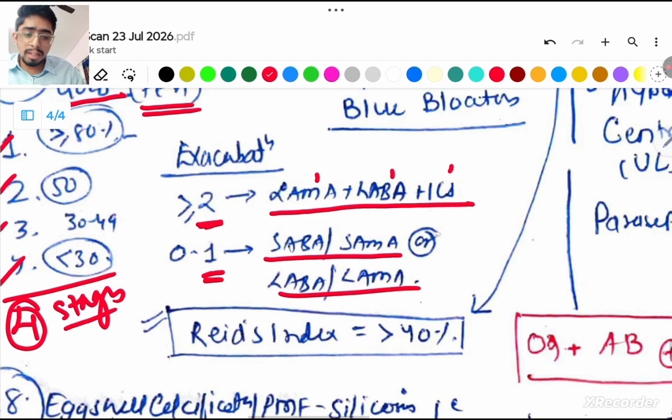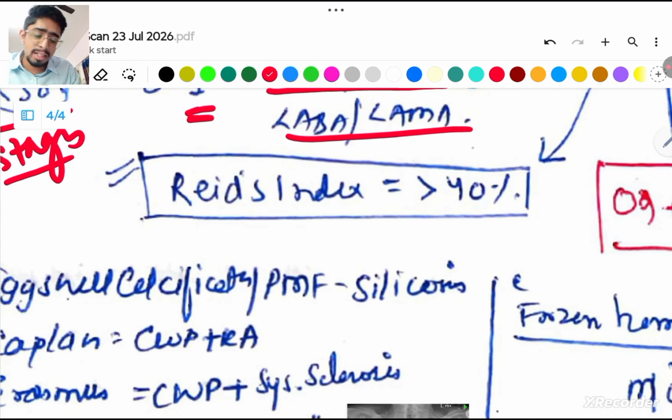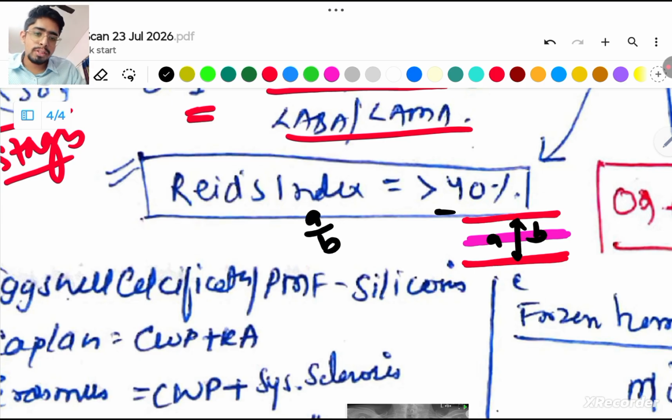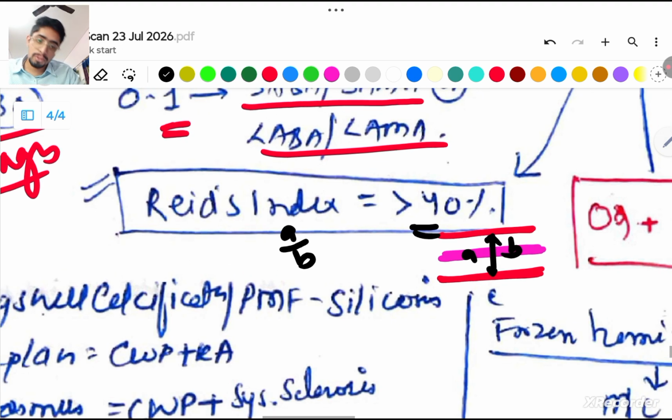Now, what is Reid's index? Reid's index is basically, if this is the thickness of the overall membrane, you just focus on this thing, which is your mucus layer. If we talk about the Reid's index, it is basically A upon all of these. So A upon B, right? If it is more than 40%, it basically indicates chronic bronchitis.